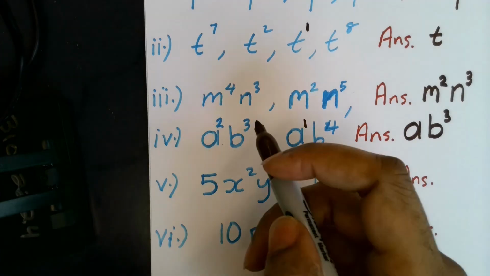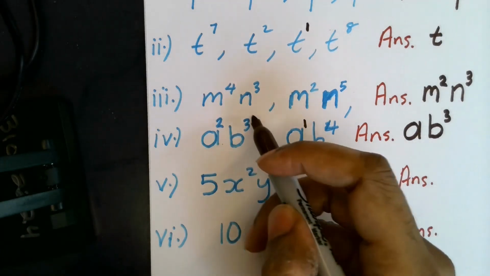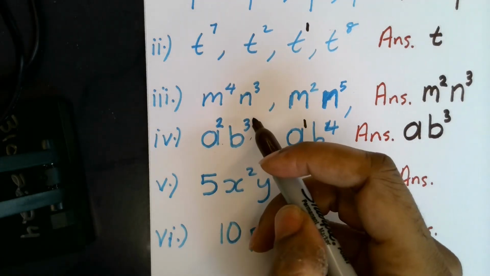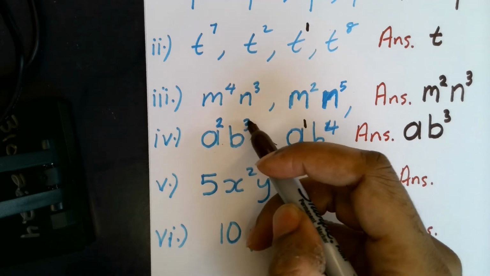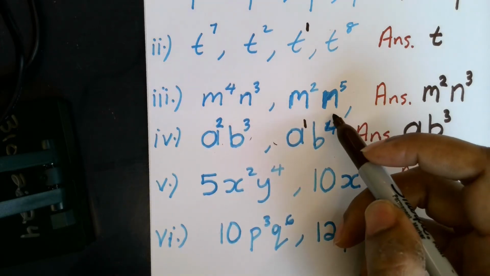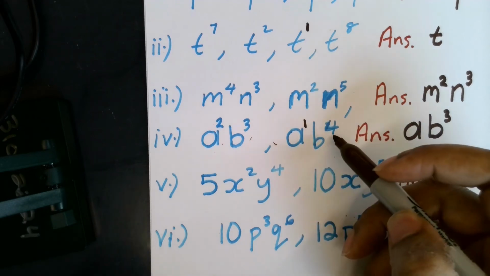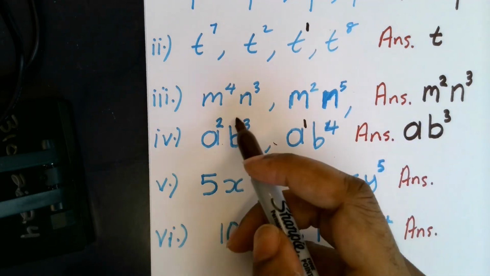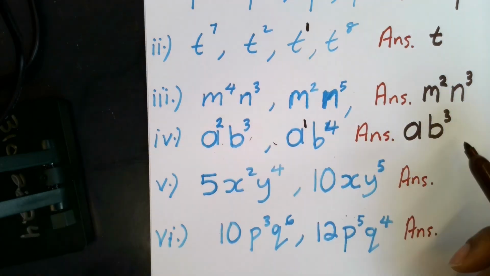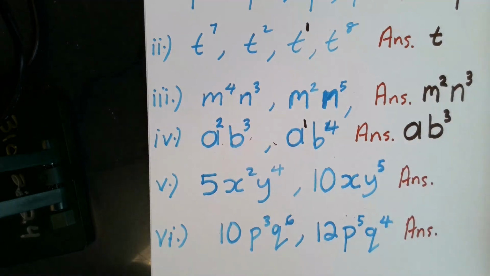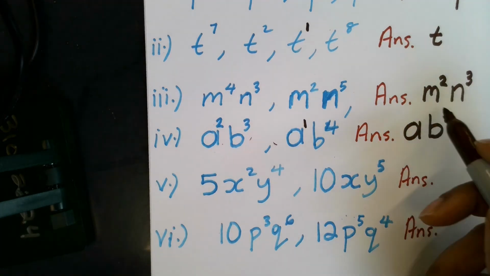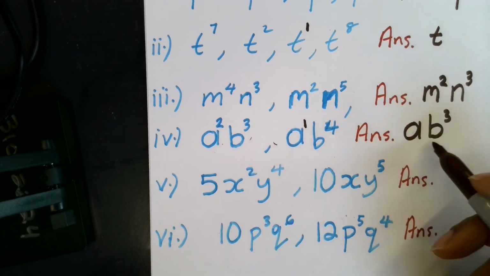And we look at the terms in B. This term in B has an exponent of 3, and this has an exponent of 4. So we choose the one that has the smallest exponent. That's it. All right, so that's how we got our greatest common factor to be A B cubed.